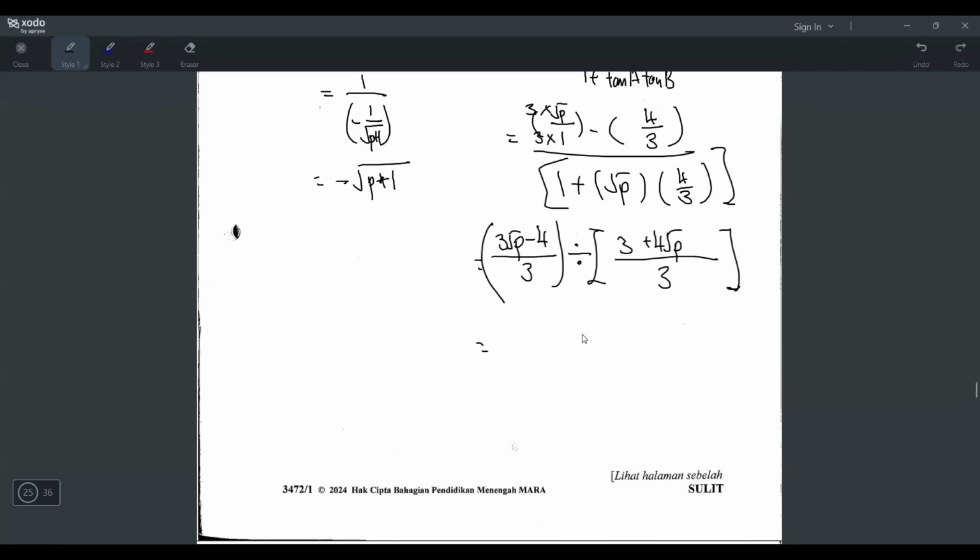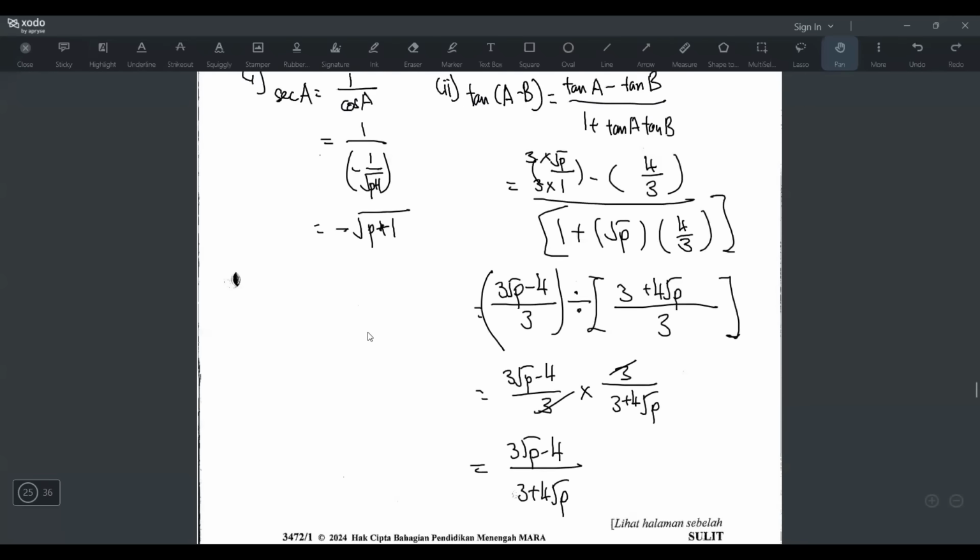Okay, now we can change this to times. But when you change to times, this one stays the same, and this one has to be flipped. So top and bottom flip, so it becomes 3 over 3 plus 4 square root P. And now the 3 and 3 can cancel. So we get the answer: 3 square root P minus 4 over 3 plus 4 square root P. Okay, so that's the answer. Okay, done.